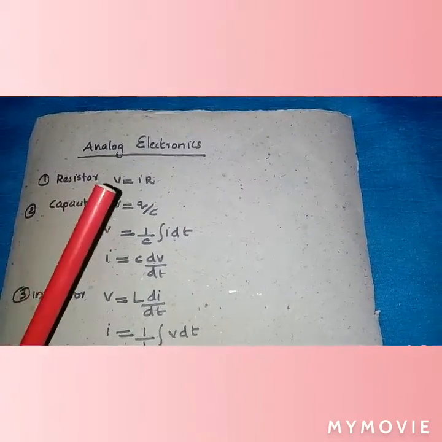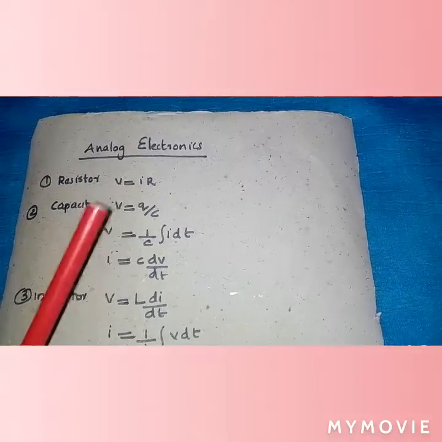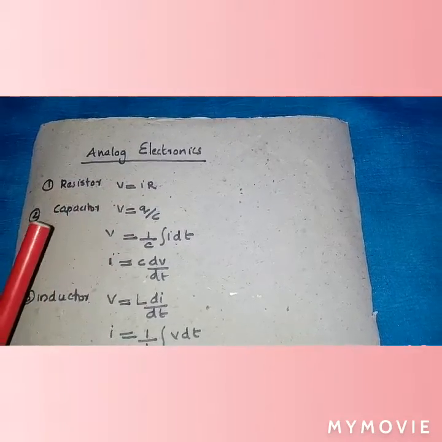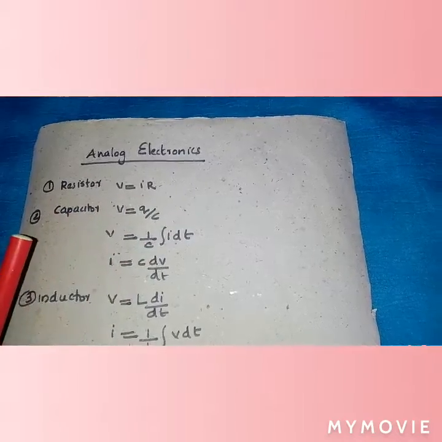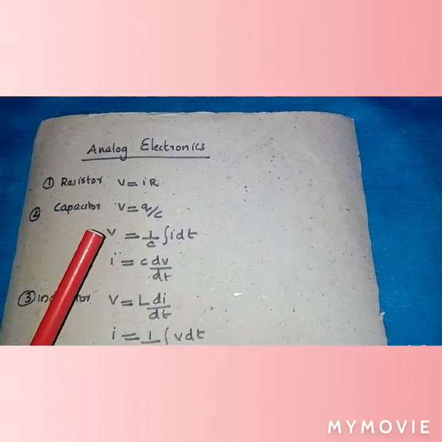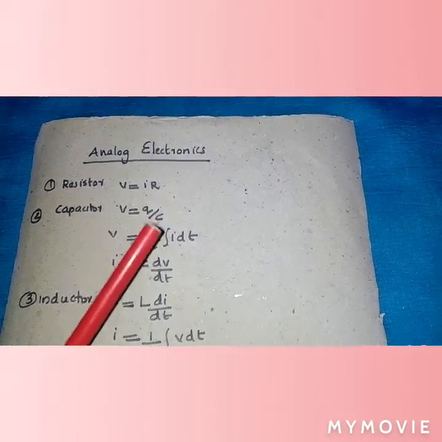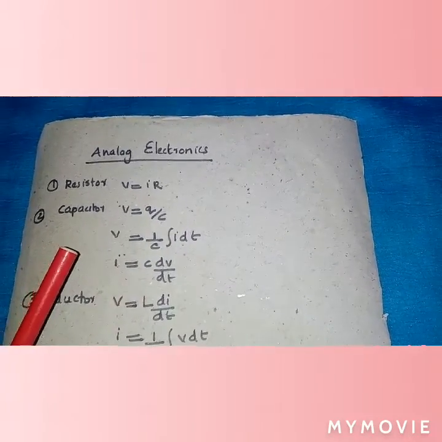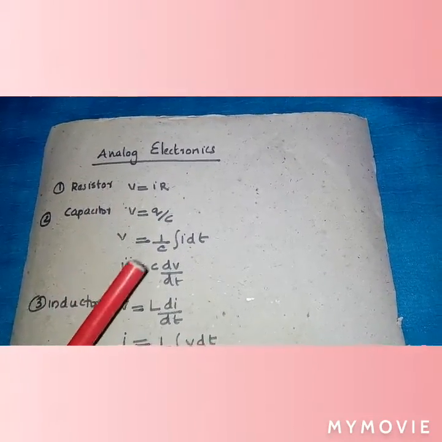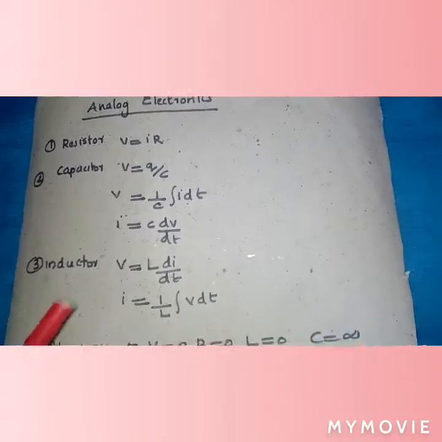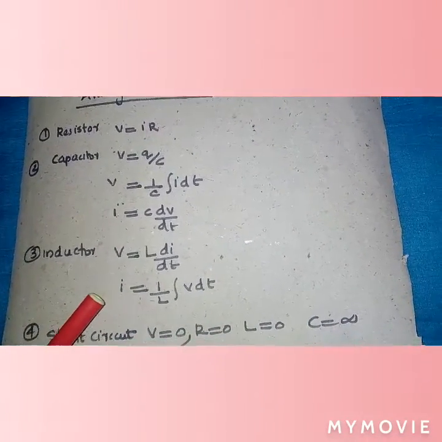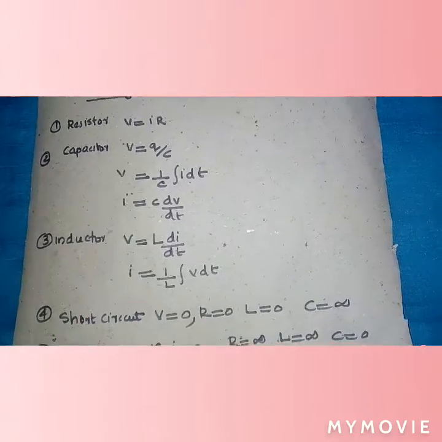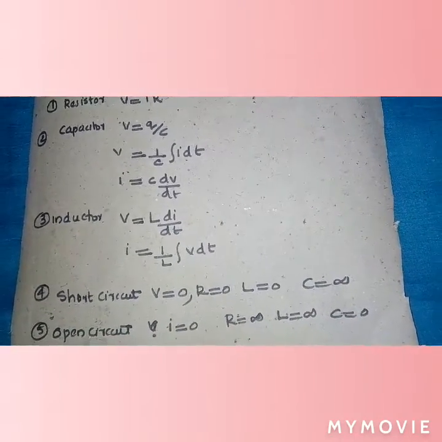For a resistor, voltage is equal to IR, current into resistance. For a capacitor, voltage is equal to Q by C. Voltage is equal to 1 by C integral I dt. For a capacitor, current is equal to C dV by dt. For an inductor, voltage is equal to L di by dt, where L is the inductance. I is equal to 1 by L integral V dt.